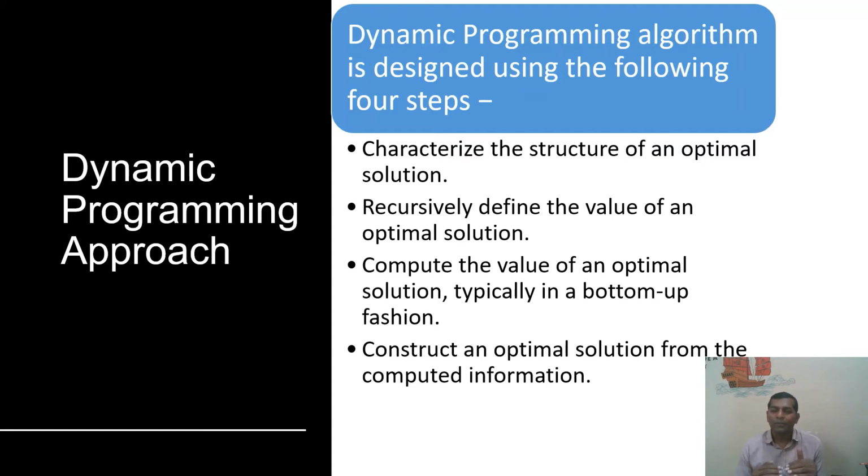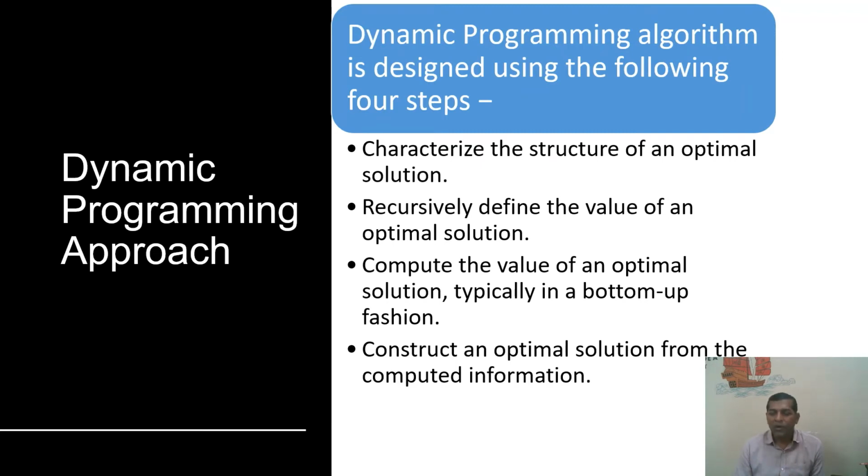This is the second step: recursively define the value of an optimal solution. Once we find a solution for one subproblem, the solution of that subproblem is also applicable to other subproblems, and it is recursively applied to all other subproblems. As we understood, each subproblem is a part of a higher subproblem. That is why we get a hierarchy of subproblems, so we try to solve the problem in a bottom-up method.